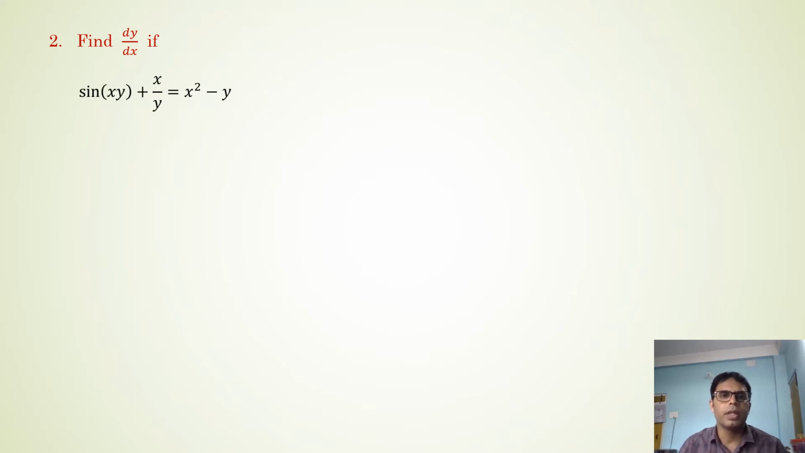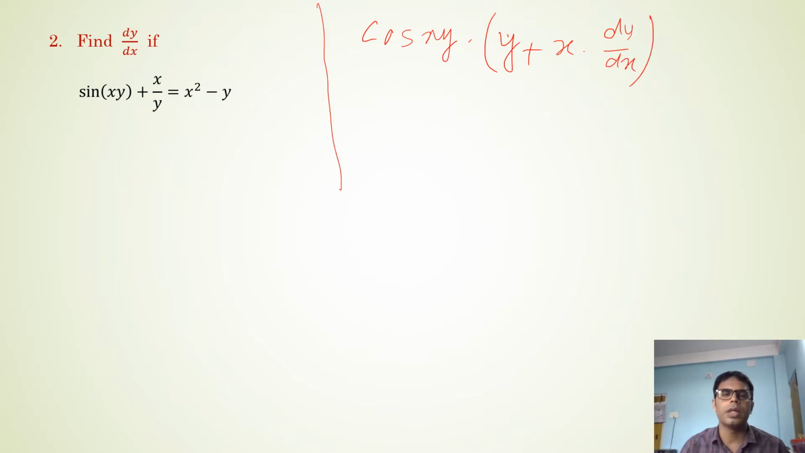First, if you take the differentiation of this function, the sine function differentiation will be cos(xy), but its inside function is x into y, therefore you have to write the differentiation of x into y also, and it is a product function. So x differentiation is 1 and y remaining the same, plus x remaining the same, y differentiation is dy/dx. This is the differentiation of sin(xy), and plus, you see the second part, plus x/y.